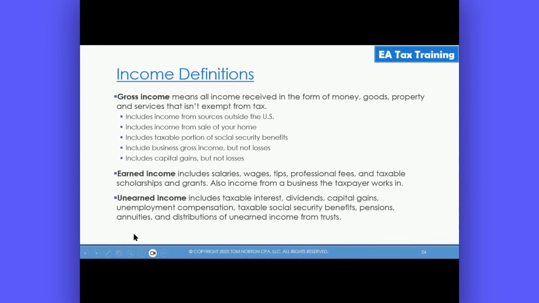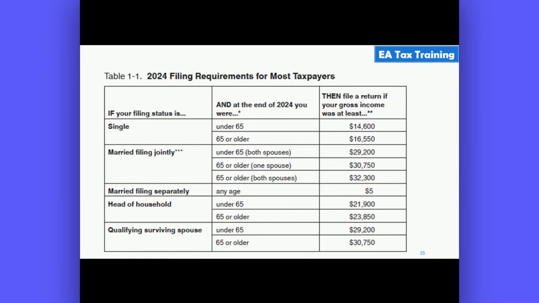And then things like annuities and distributions of unearned income from trusts. So when you take your earned income and you add it to your unearned income, then that is going to equal your gross income. So just keep these things in mind as we look at some of these charts and definitions that we are going to see. Speaking of charts, here's the first one we are going to look at.